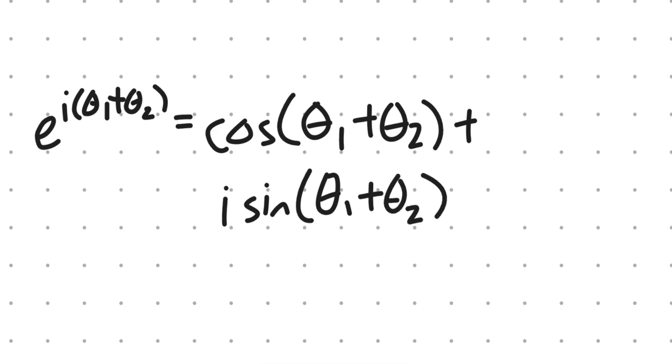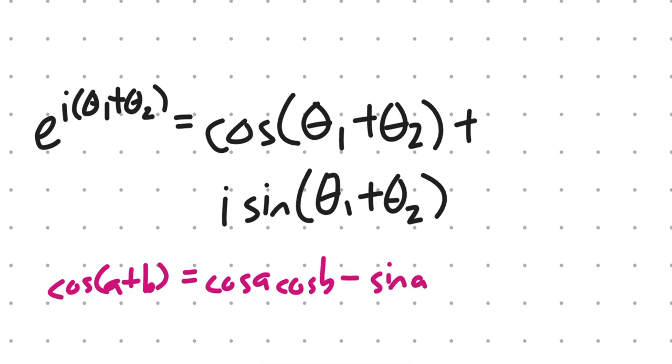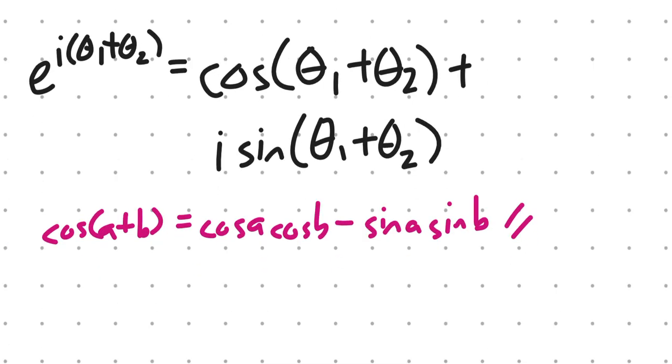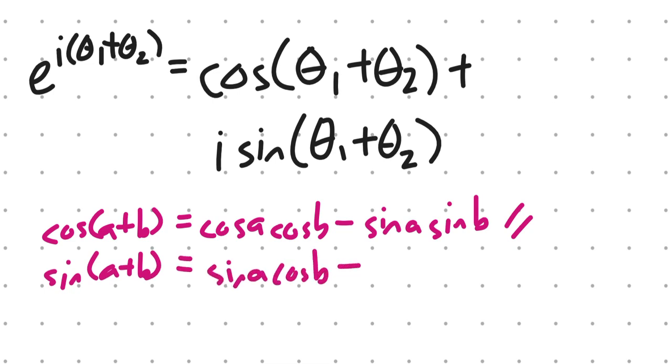Now we know the addition theorems of cosine and sine. Cosine of A plus B is equal to cosine A cosine B minus sine A sine B. This is also another proof in another video. And the sine of A plus B is equal to sine A cosine B plus cosine A sine B. So we're going to use this in this equation in order to prove this.